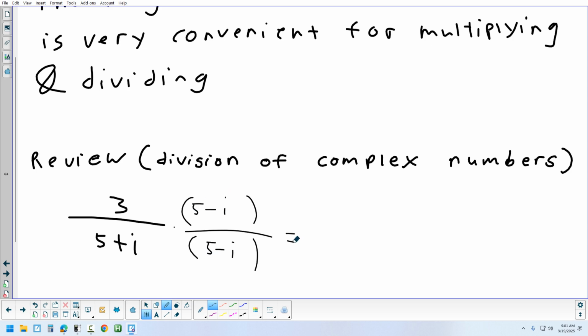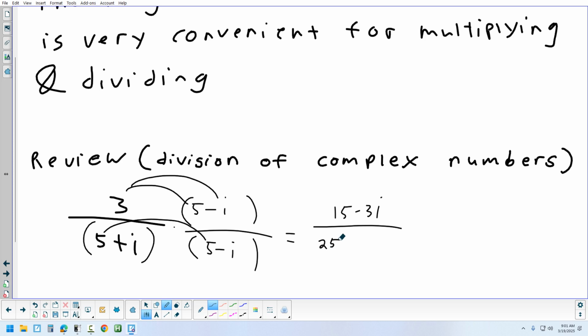Now this isn't even as bad as it could be because the top is not a double distributive, it's just a single distributive. So it's just 15 minus 3i. But that could have been a double distributive, which would have taken a little longer. Now at the bottom, I'm going to do that out. 5 times 5 gives me how much? 25.